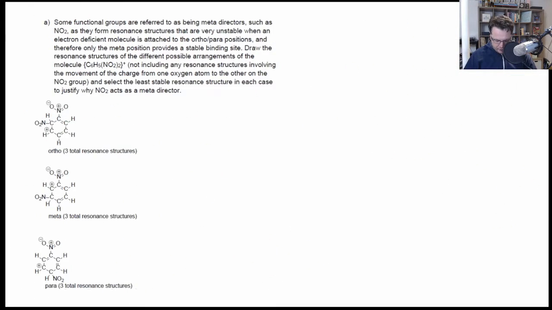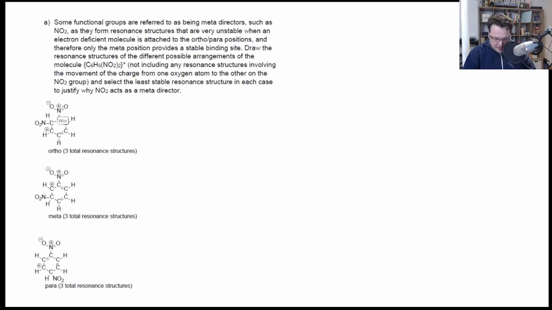Now, if we were to go and look at part B, which I accidentally labeled as part A, if we now have something that is referred to as a meta director, we can still use resonance structures to show why they don't form the most stable intermediates, and why the meta directors form meta compounds more often versus the ortho and para. And again, this has to go back to resonance.